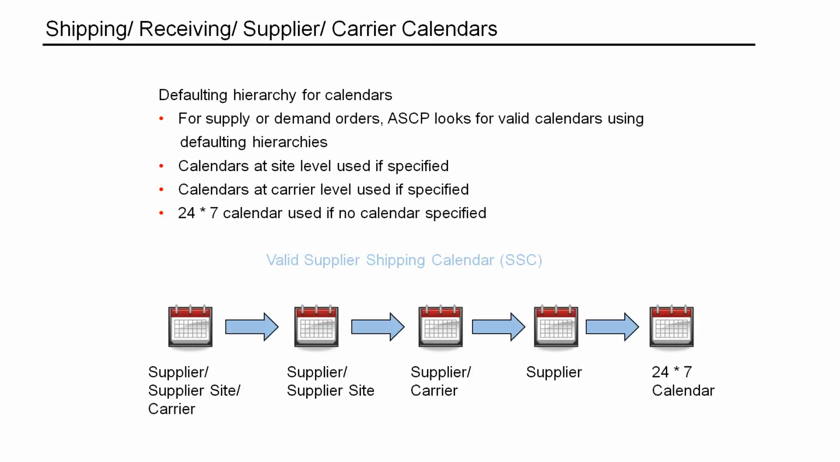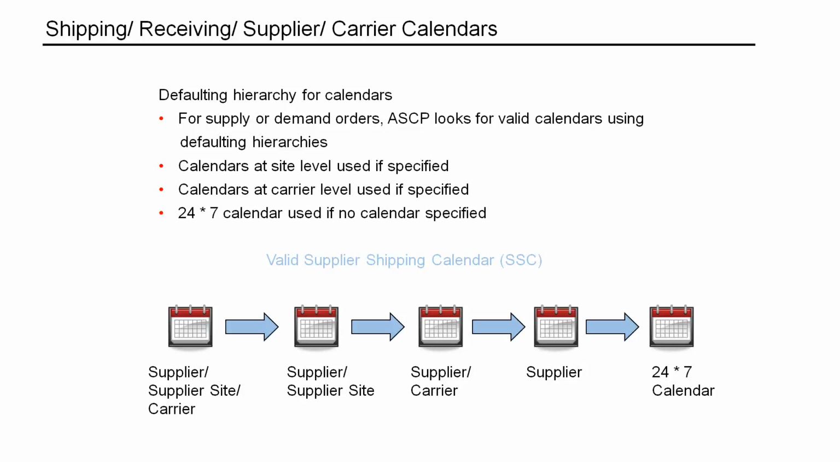For example, the supplier or the supplier side calendar are honored first, then the carrier calendar, then the supplier calendar, and then the final organization 24/7 calendar are honored. So if you have defined any of the calendars, like for example supplier or supplier site calendar and say carrier calendar, before considering the normal 24/7 calendar of the organization, it will consider the supplier carrier calendar or only the carrier calendar. Okay.